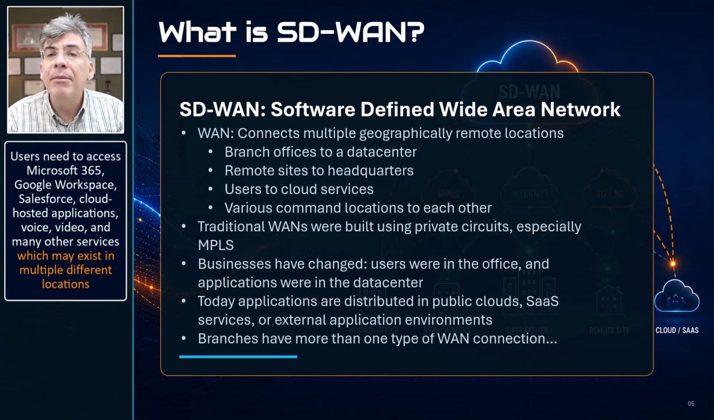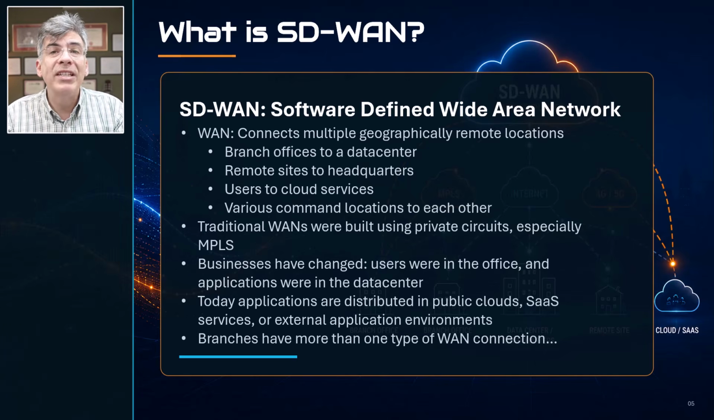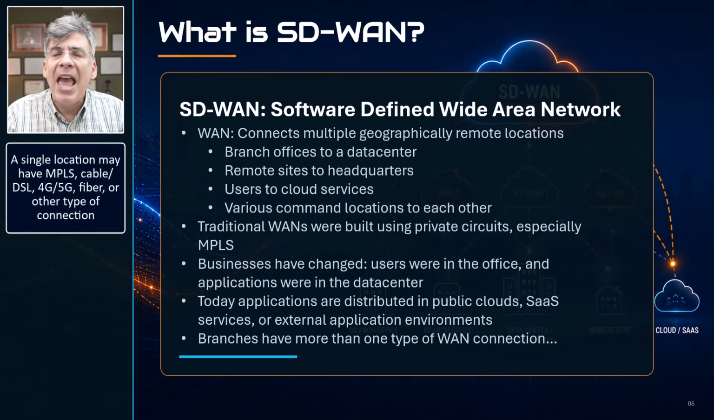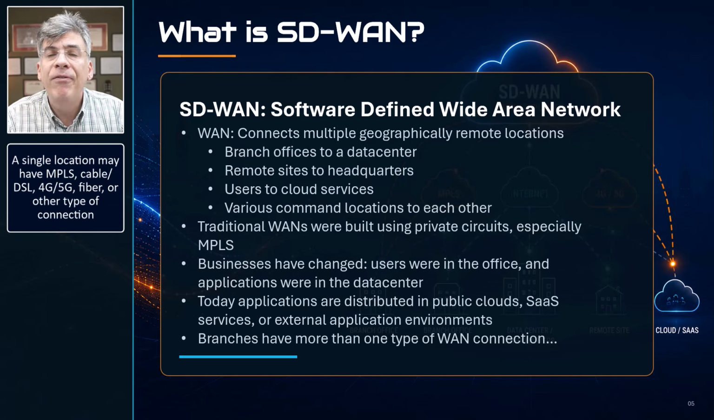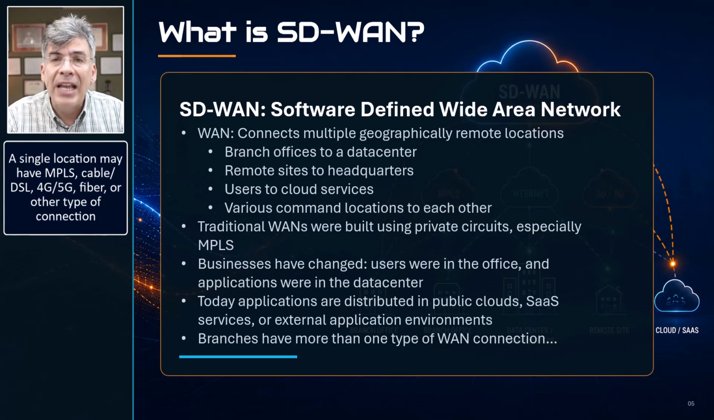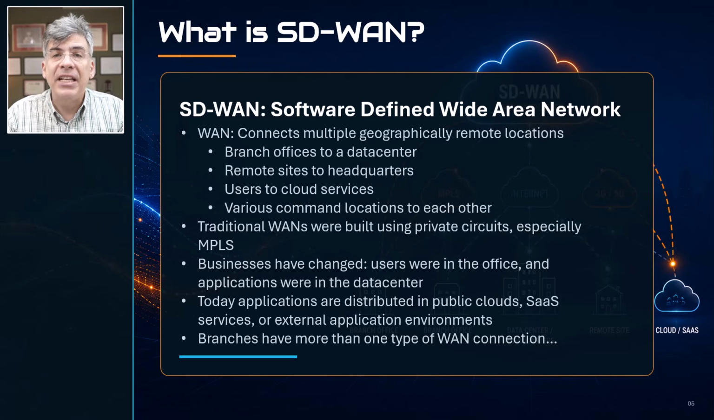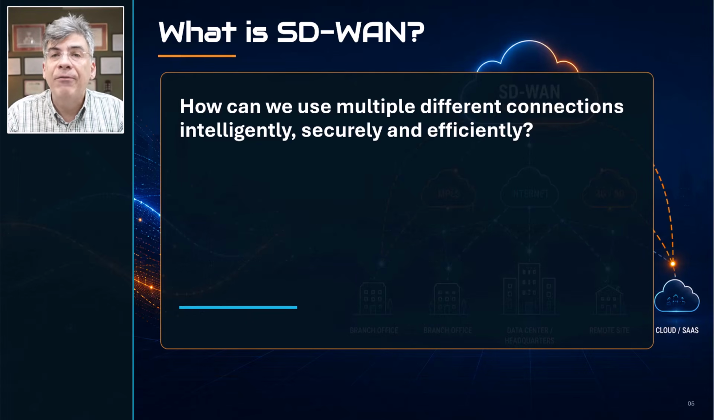At the same time, branches may have more than one type of WAN connection. They may have MPLS, copper-based broadband internet like cable or DSL, fiber internet, 4G or 5G connections, or other transport options. Now, all of this creates a new question. How can we use all these different connections intelligently, securely, and efficiently? And that is where SD-WAN comes in.